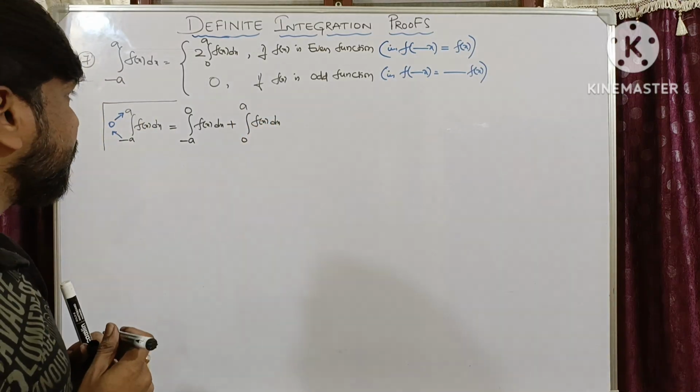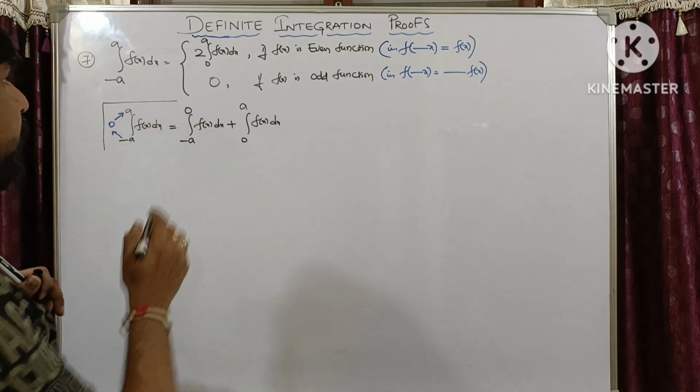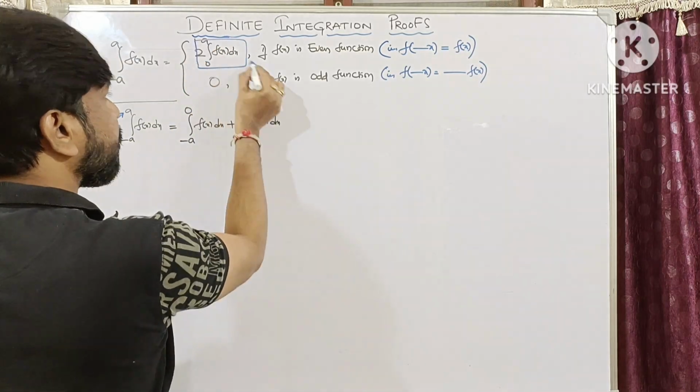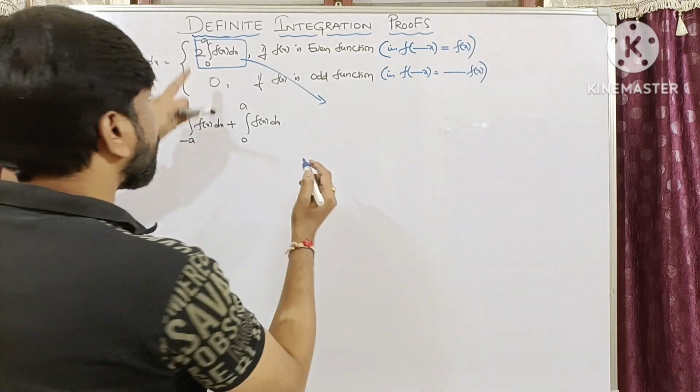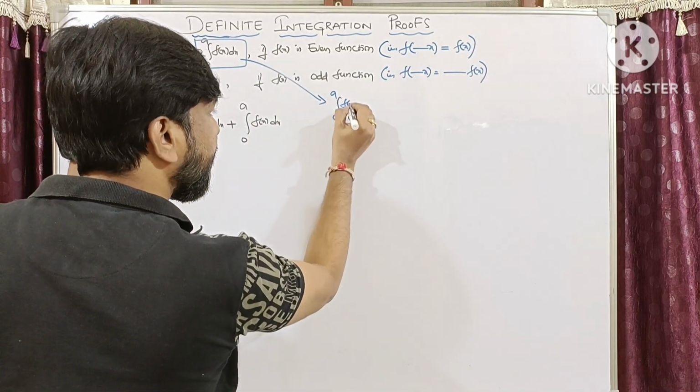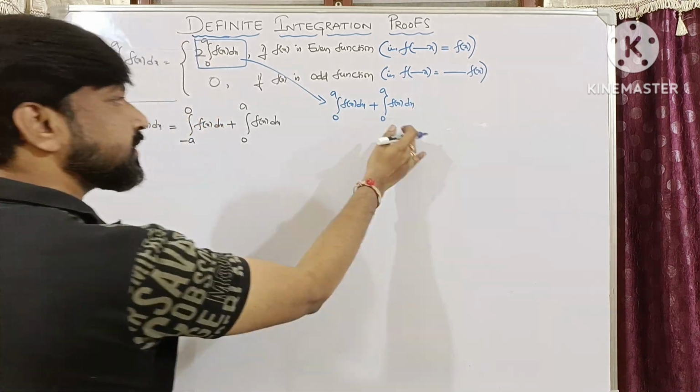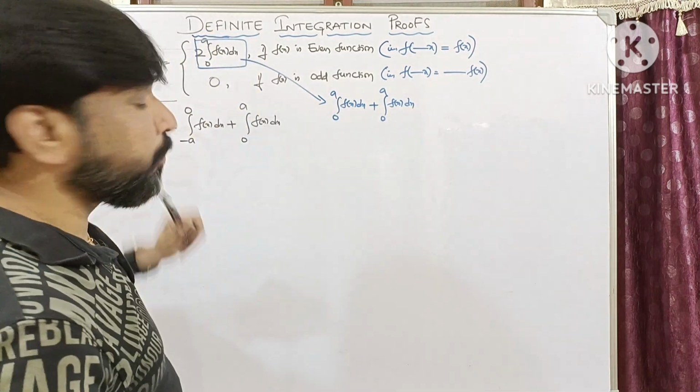Now let us see carefully. Minus a to a f of x dx, you are going to prove, is 2 times integral 0 to a f of x dx. This is your proof. If you expand this, 2 times means integral 0 to a f of x dx plus integral 0 to a f of x dx. Right? The sum of these two will give 2 times. This is proof number 1.